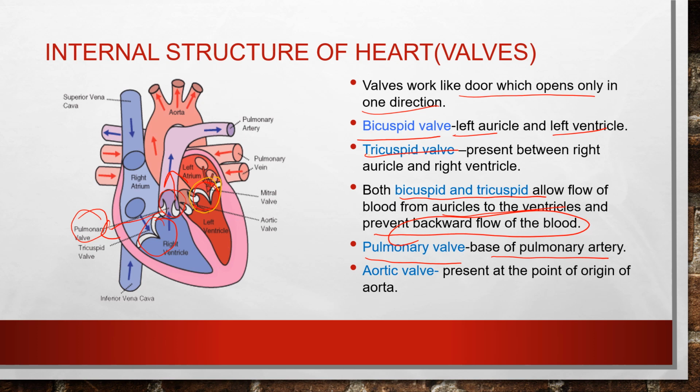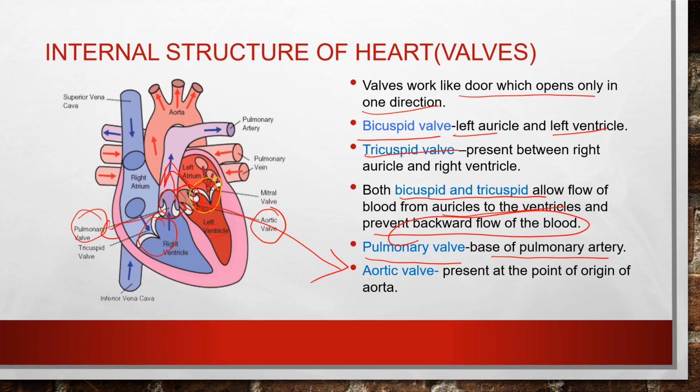Again, the next one is the aortic valve, which is present at the base of the aorta, which is the point of origin. When this valve opens, the oxygenated blood from the left ventricle will flow to the aorta. Okay, is it clear? So from the left ventricle, the blood will flow to the aorta.